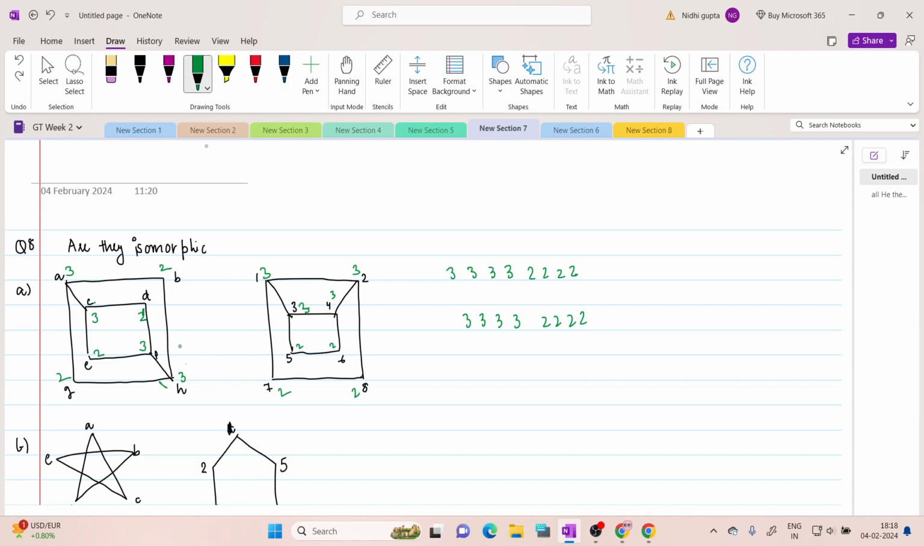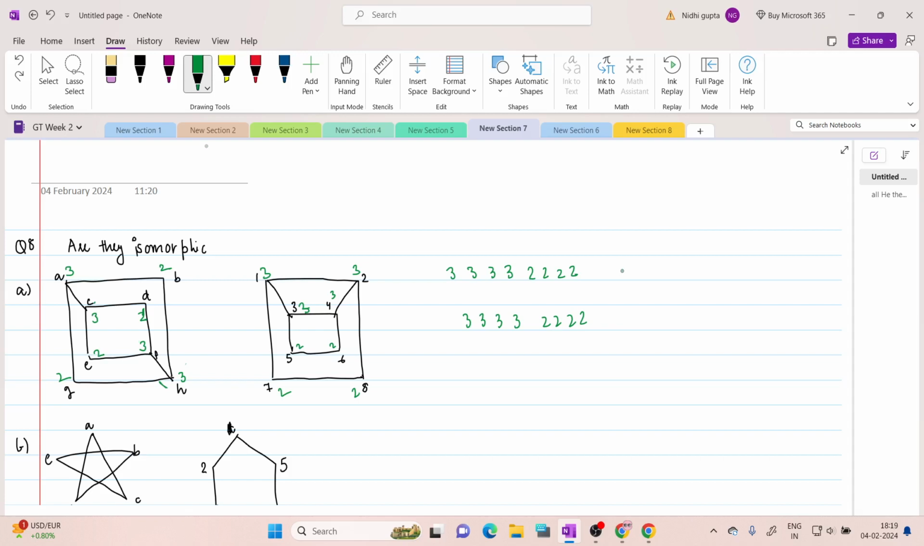Okay, that reason you can give, that here we have a degree 3 vertex which is adjacent to 2 degree 3 vertices. But in this graph, we don't have any degree 3 vertex which is adjacent to 2 degree 3 vertices. This is the reason you are giving, right? Yes. So they cannot be isomorphic. Yeah, that is true.